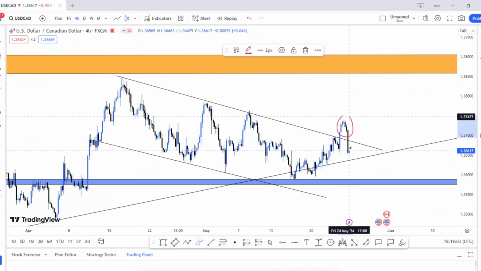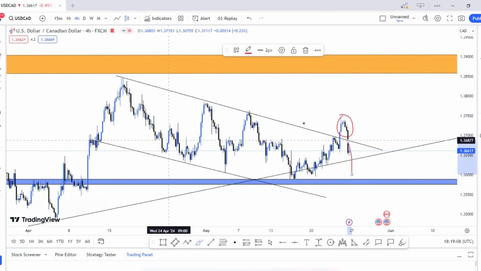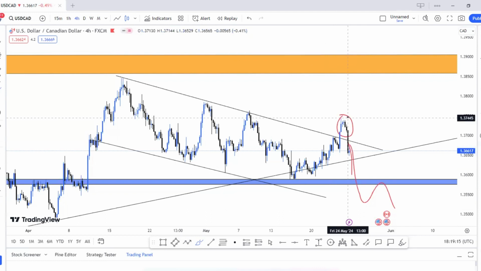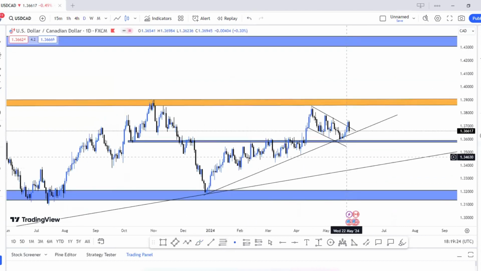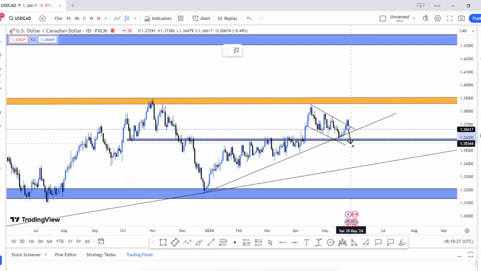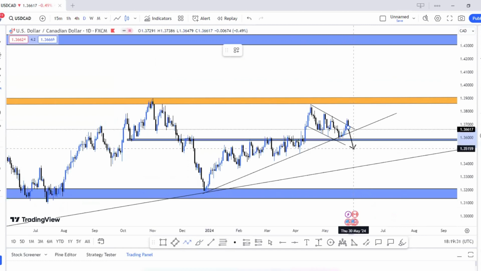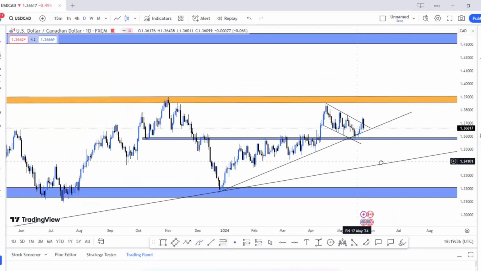So this point is looking more like a fake out. I'll be closely waiting for USD CAD to come and break below, retest, and then I'll be looking for an opportunity to short this market down. So let me scale back to the daily time frame to show you that. I want this market to come and break this minor support that we have here. I want it to close below, retest, and then I'll be shorting this market to the downside. So that is my view on USD CAD.